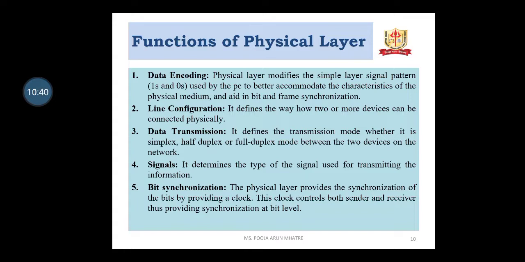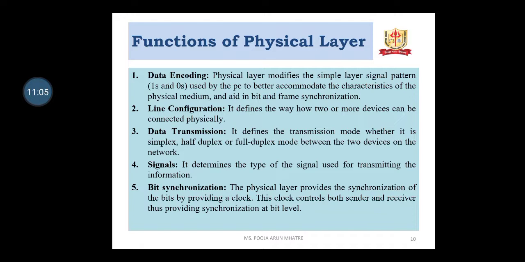Line configuration. It defines the way in which two or more devices can be connected physically. Data transmission. It defines the transmission mode, whether it is simplex, half duplex or full duplex, between the two devices on the network. Signals. It determines the type of signal used for transferring the information.